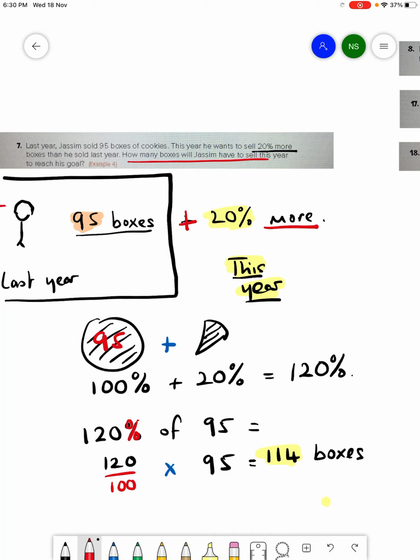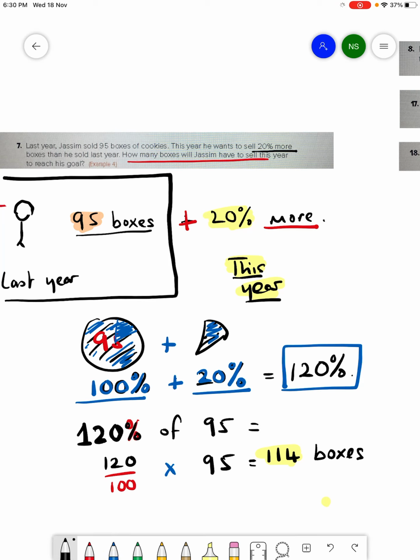How many boxes will Jassim have to sell? That means that Jassim wants to sell what he sold last year, which is 95. That's the 100%. 100% means 95 boxes. Plus he wants to take an extra 20% of that. So if you add up 100% and 20%, you get 120%. So we need to calculate what is 120% of 95, because he wants to sell 120% of the number of boxes he sold last year.